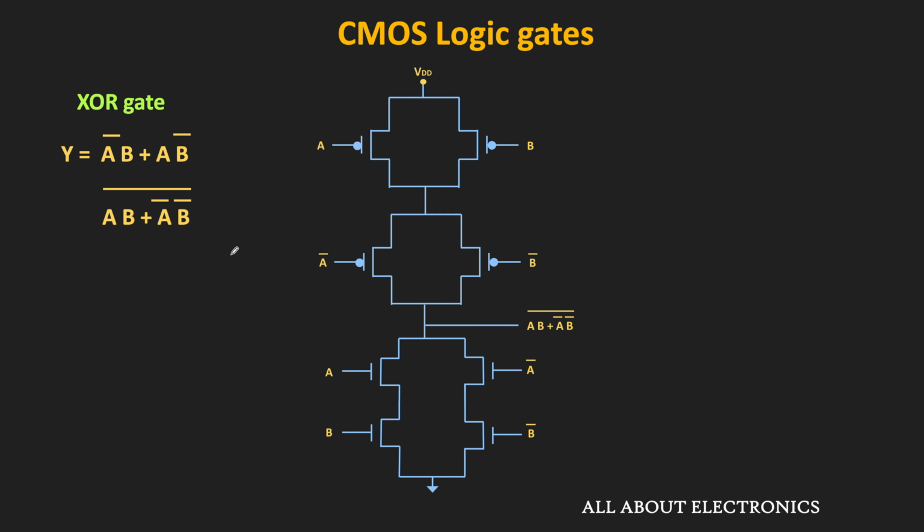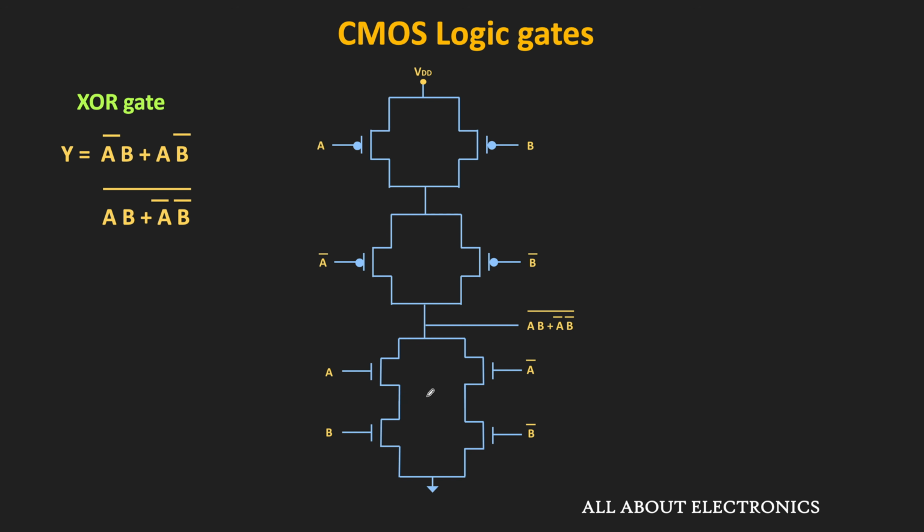So first, let us implement this NMOS network. For a moment, if we just remove this bar, then we will have A dot B plus A bar dot B bar. That means here, both A and B will be in series connection, while the A bar and B bar will also be in series connection. And then, the combination of this AB and the A bar B bar will get connected in parallel. So this is the implementation of the NMOS network.